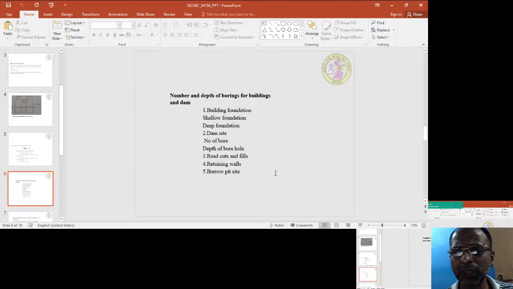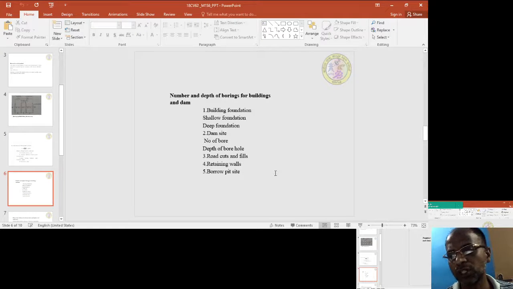Next, what is the depth of the borehole? If the reservoir which we are planning in that place after construction of a dam is for storing the water, then full depth we have to do soil exploration.